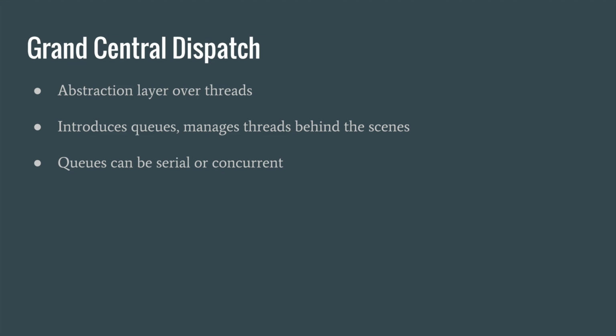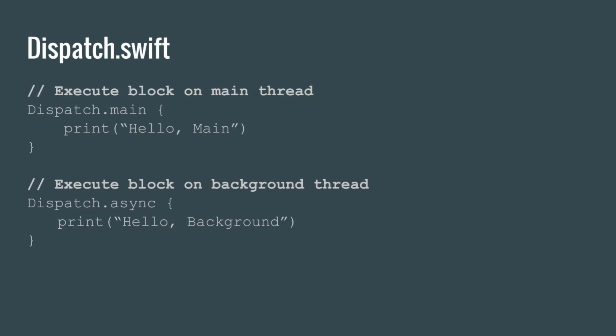Serial queues are first in, first out. So if you put 10 blocks on the queue, each of those blocks is going to run in order, regardless of what threads they actually run on, but the queue is guaranteeing that they run in order. If you have a concurrent queue, there's no guarantee as to what order they run in. The CPU is just going to try and run them all as quickly as possible.